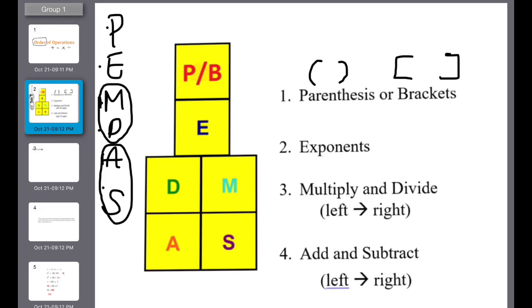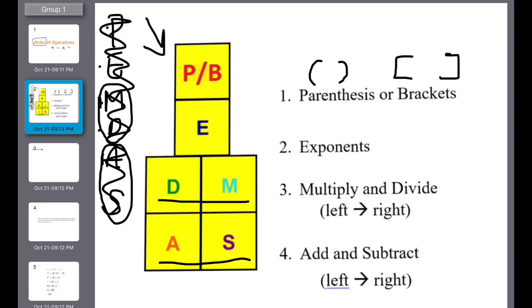Multiplication should not be on top of division. Addition should not be on top of subtraction. It should be right next to it, like in this picture, because you do them at the same time. Whatever you see first, left to right. So let's not use this one anymore. Let's use this picture so that we can get out of our mind that multiplication or division comes one before the other. They don't. They're done right next to each other at the same time, whatever we see first.